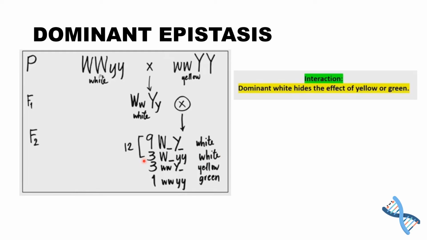So, yun. And then, dito naman, wala kang nakita, homozygous recessive yung W. Then, meron ka nung present nung Y. So, nagiging yellow. So, yun yung interaction lang. Dominant white, itong dominant white na to, it will hide the effect of the yellow or green. So, yun yung dominant epistasis. The presence of a dominant gene will mask the effect of the other genes.